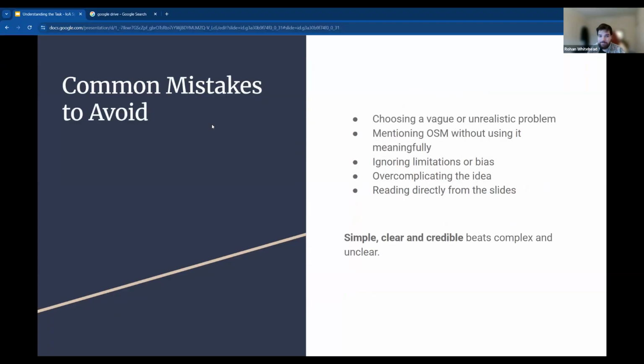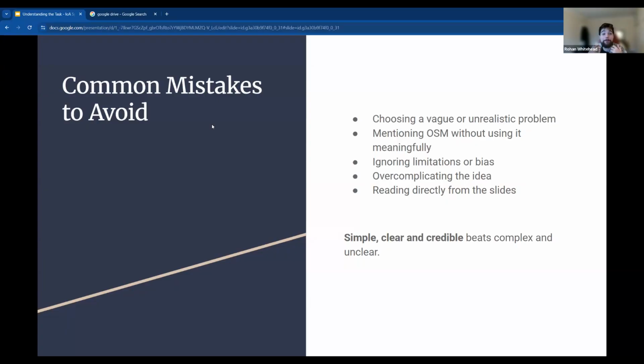Now, we've already done this sprint in this style a year ago, and there are a few common mistakes that many students made. The first one is choosing a too vague or too unrealistic problem. You want to create a pitch for a product that will be viable in the current business climate. You don't want to be too far-fetched, too futuristic, and you don't want to solve a problem that's too vague and too general. Ideally, you're filling a gap in the market that isn't very saturated right now.